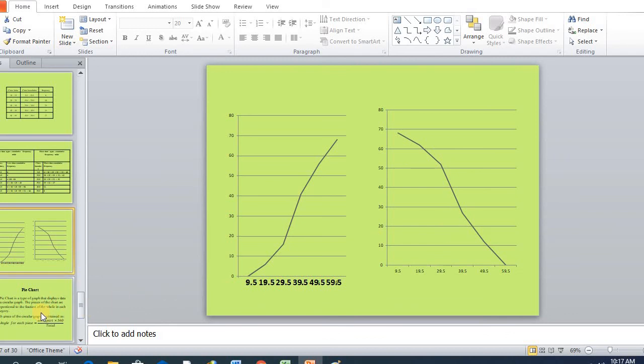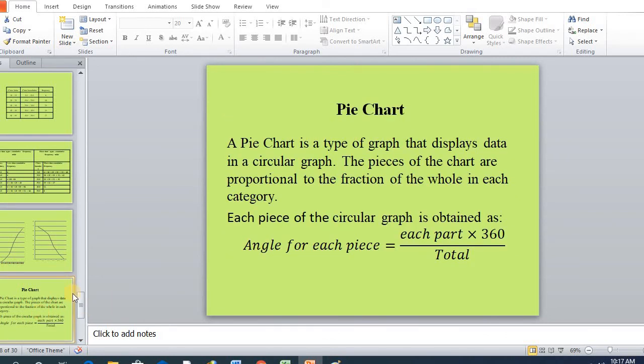Next we have the pie chart. A pie chart is a type of graph that displays data in a circular graph. The pieces of the chart are proportional to the fraction of the whole in each category. Each piece of the circular graph is obtained.